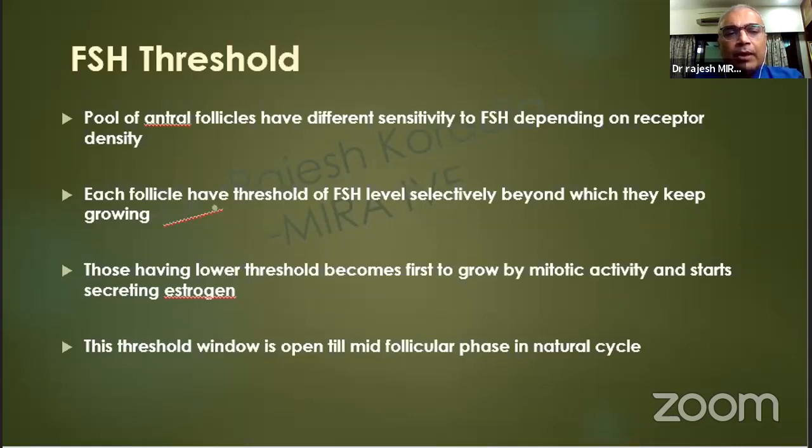So the threshold window gets expanded with the hyperstimulation. So better to avoid FSH in the late follicular phase to stop a new recruitment of follicles. This we have seen many times. If we keep stimulating with a higher dose of gonadotropin, especially at the end of the stimulation, it causes a new recruitment of follicles. And these follicles are not going to give mature oocytes, but they are going to add progesterone, which is going to affect endometrial receptivity because of the shifting of the receptivity window.